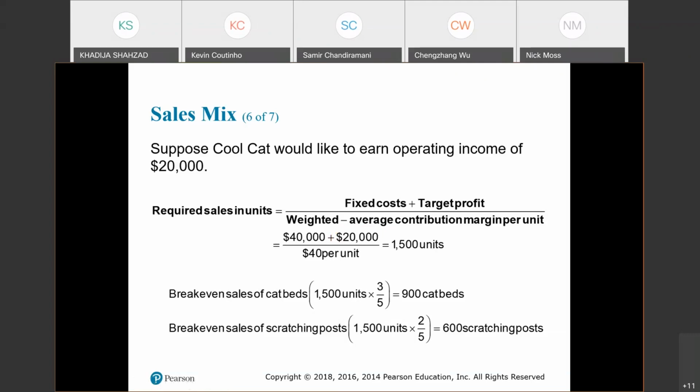So using the same calculation, we can know the selling units for each different product. For cat beds, similarly, its weight is 60%. So we use 60% times 1,500. We can get 900 cat beds. And similarly, we use 1,500 units times 40%, which is the weight of scratching posts. We can get 600 scratching posts.